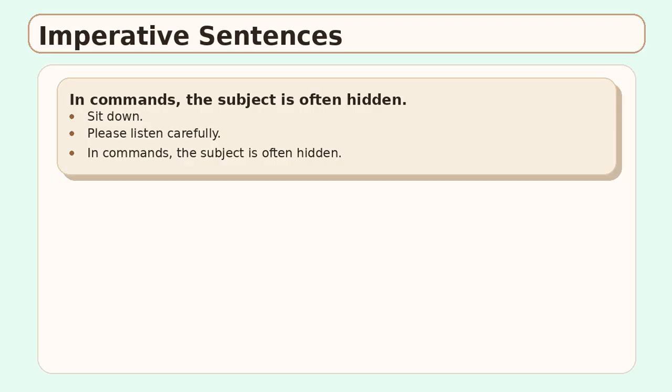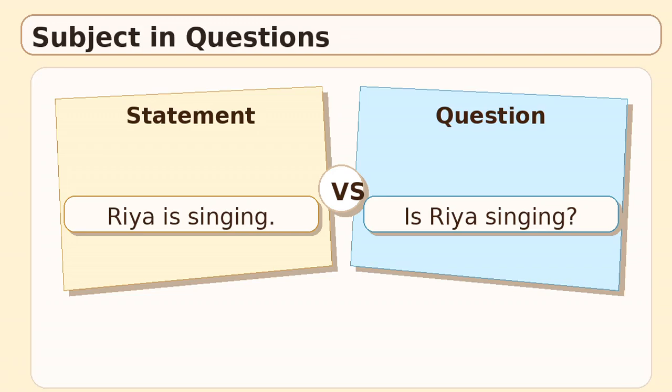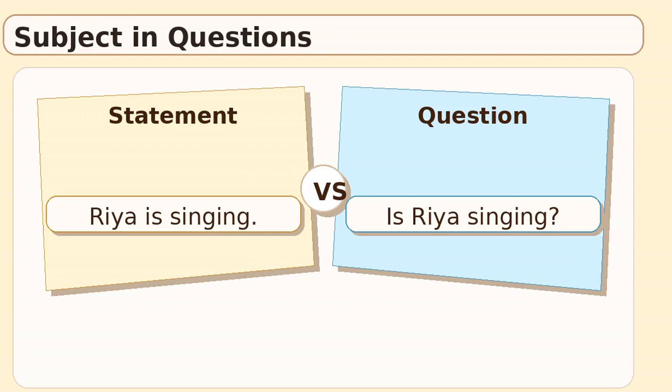Imperative sentences need special attention. In commands like sit down or open the book, the subject is usually not written, but it is understood as you. Questions can confuse learners because the word order changes. But the subject is still there. We simply have to separate it from helping verbs or question words.